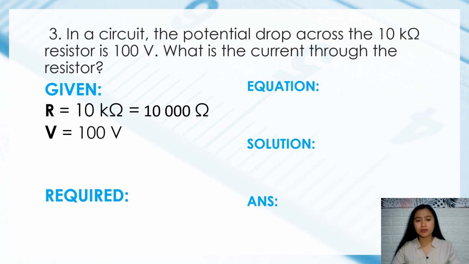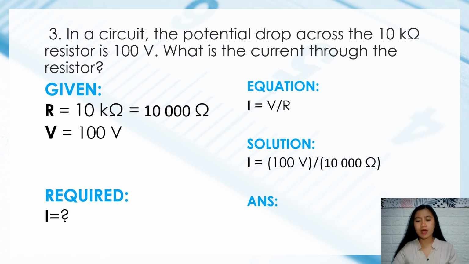So obviously, based on the problem, the question is what is the current? So we need to find the value of the current. So that is the required, current. So since we already have the value of R and the value of the voltage, and the missing one is I, obviously we will use the equation I is equal to V over R. So the solution will be I is equal to 100 volts over 10,000 ohms. So the answer will be 0.01 ampere. So that is the final answer.